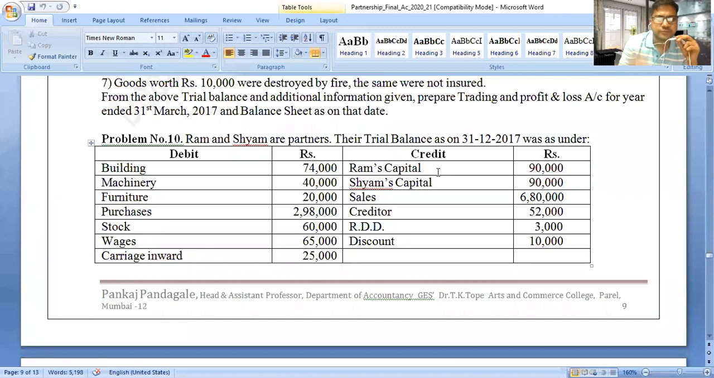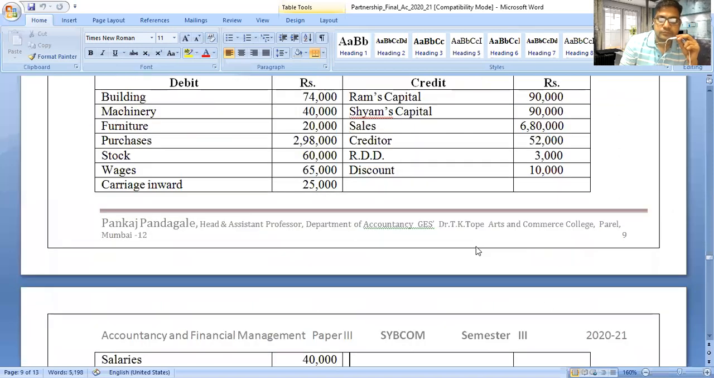Please, what is going on? Profit and loss account, credit side. Yes, what's going on? Who is barking now?